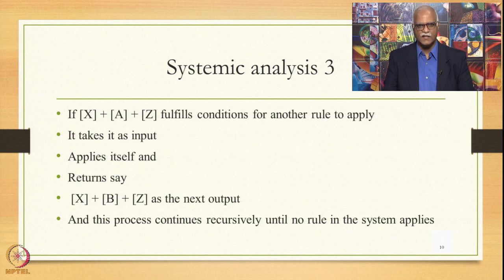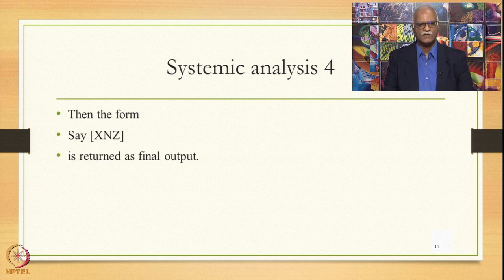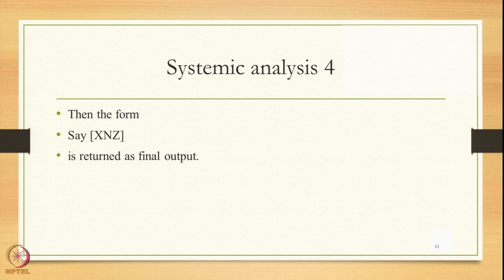If x plus a plus z, which was the output of the earlier rule, fulfills conditions for another rule to apply, then that other rule will take x plus a plus z as its input, apply itself and return, say, x plus b plus z as the next output. And this process continues recursively until no rule in the system applies. Then the form, say x n z, is returned as the final output. This is how the system will work as far as Paninian grammar is concerned, and this is how the case endings will contribute to this system.